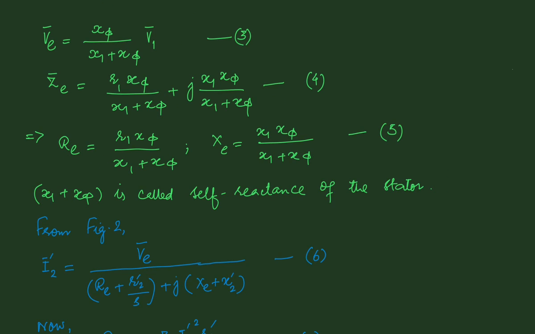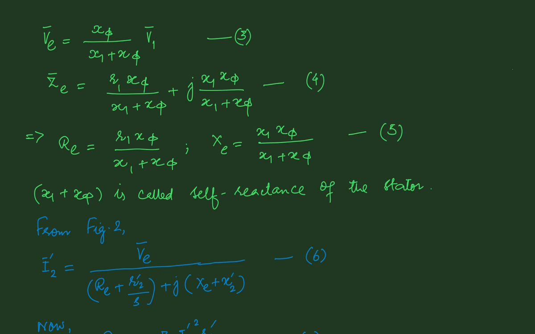Hence, the resistive component of the Thevenin impedance will be given by R1 Xφ divided by X1 plus Xφ, and the reactive component XE will be equal to X1 Xφ divided by X1 plus Xφ. And as far as the sum of X1 and Xφ is concerned, it's known as self-reactance of the stator.